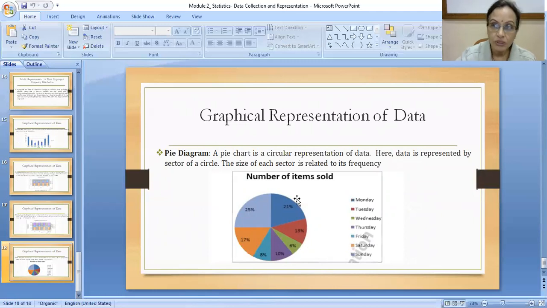Okay, so in this way we can see data collection and its representation. So thank you, and in this way we have completed the introduction of module 2, that is data collection and representation. Thanks.